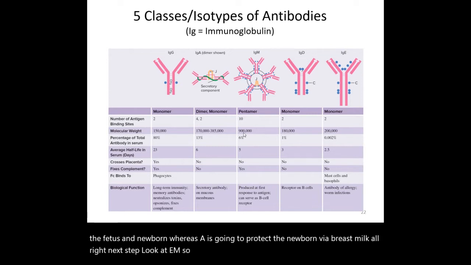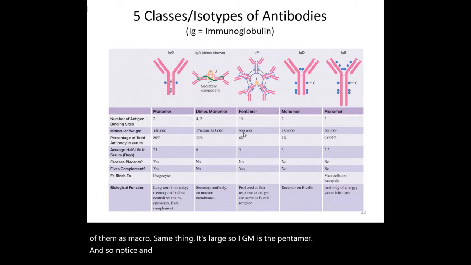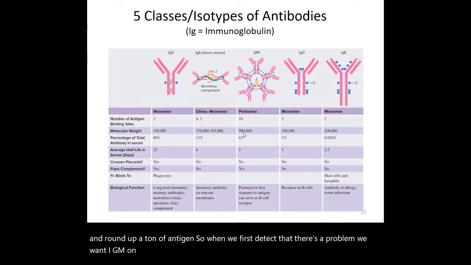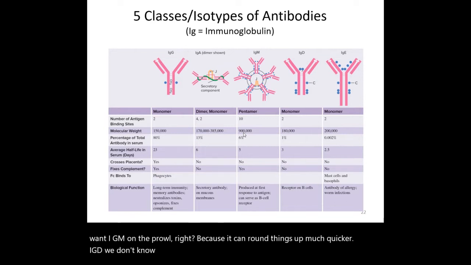All right, next up, look at M. So I think of M as mega. Some people think of M as macro. Same thing, it's large. So IgM is the pentamer. And so notice in its function, produced at first response to antigen. It can go and round up a ton of antigen. So when we first detect that there's a problem, we want IgM on the prowl, because it can round things up much quicker. IgD, we don't know a whole lot about it, so I'm not going to quiz or test you on IgD, but it exists.